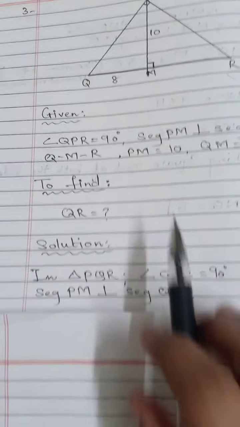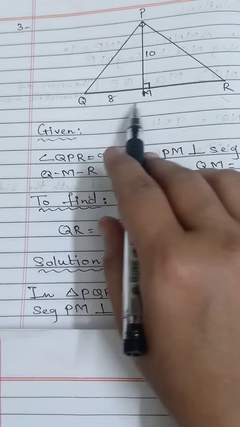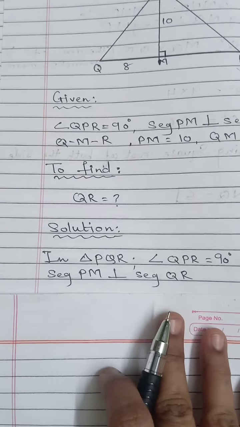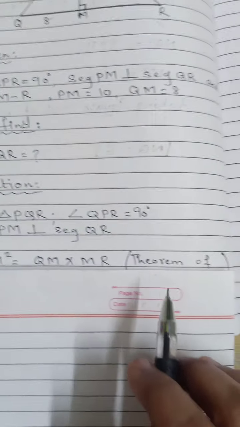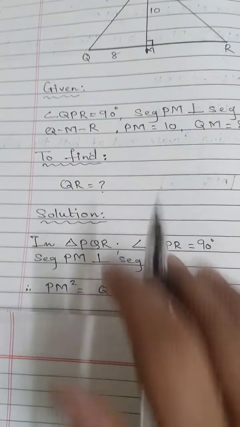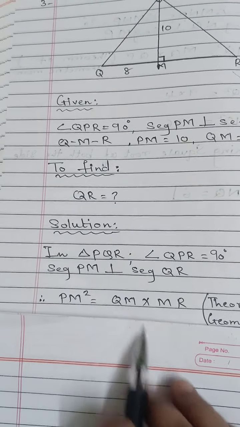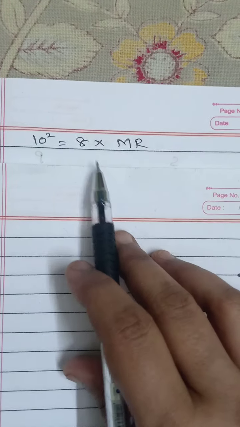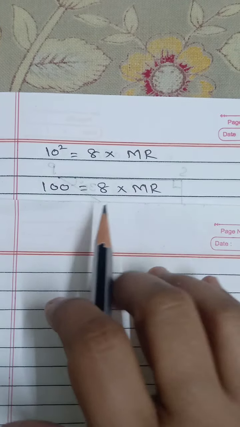So in this way we can find the value of QR. See, we will apply the geometric mean, that is PM square will be equal to QM into MR. PM square is equal to QM into MR, and the reason is the theorem of geometric mean. Now we'll apply the values. PM is 10, QM is 8. So we'll write 10 square is equal to 8 into MR. Then 10 square is nothing but 100. So 100 is equal to 8 into MR.